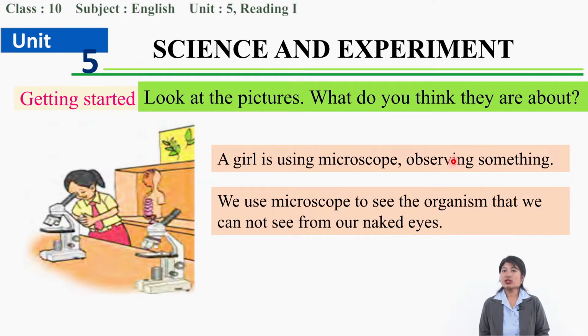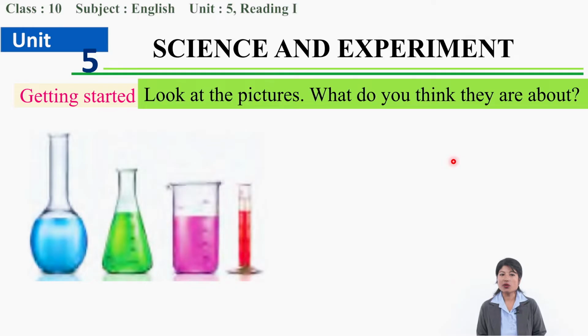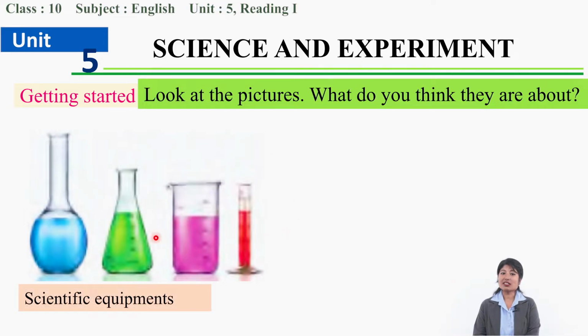Okay, let's move to next picture. What is there? Okay, you can see colorful water. Is it water? We don't know what is it, right? So it might be some solutions. Yes, since our unit is related with science, this must be solutions of scientific experiments. And what these tools are called? These are scientific tools.